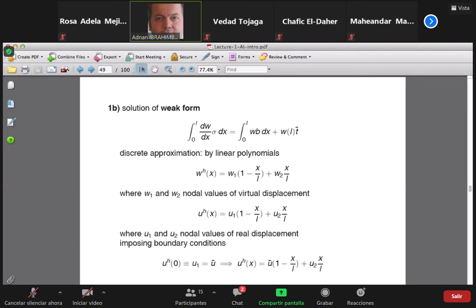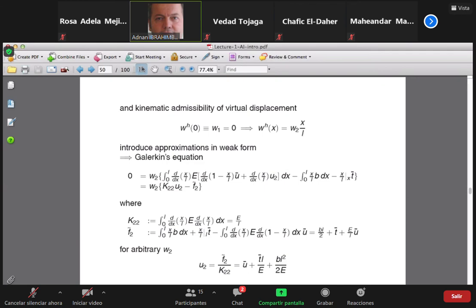Then I can also apply the boundary conditions. In other words, I can say that at the left hand, my displacement field is known. That would imply that U1, I already know what it is. It's equal to U bar. Hence, my total displacement field, by applying the boundary condition, can be written as U^h of x is equal to U bar, the known value, times 1 minus x over L, plus U2 multiplied by x over L.